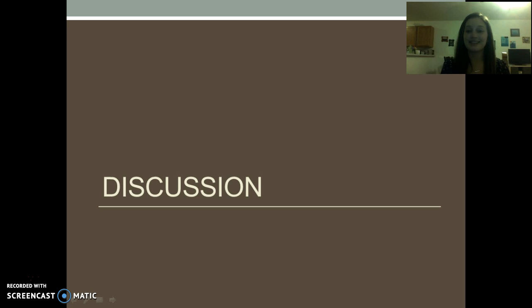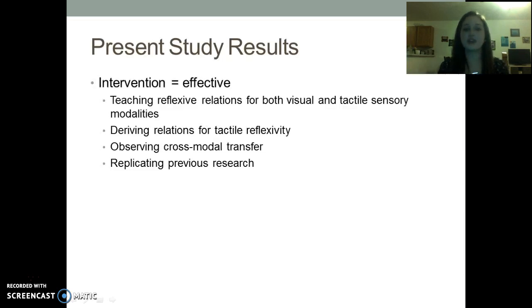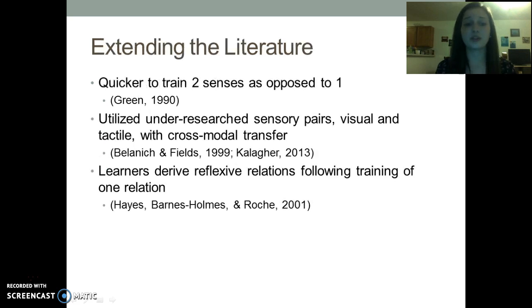Moving on to the discussion then. So the present study results show that the intervention was effective. It taught reflexive relations for both visual and tactile sensory modalities. The participants were able to derive relations for tactile reflexivity. We observed the cross-modal transfer occur, and then it also replicated previous research.